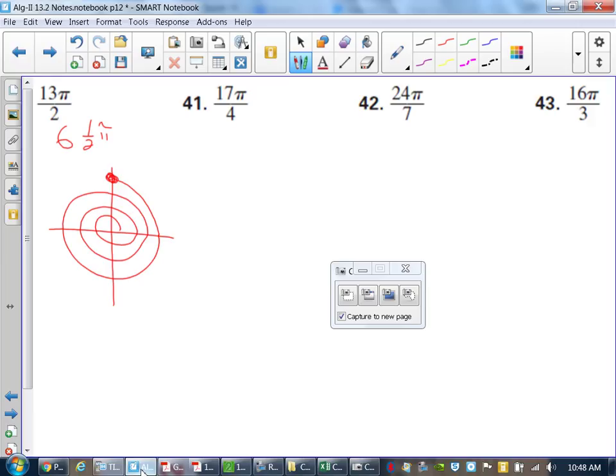Now, anytime you land on an axis, the angle is what we call a quadrantal angle. We'll talk more about that next week. Quadrantal angles are your 0, pi over 2, pi, and 3 pi over 2, your 90s. Those are what you call your quadrantals. Now, they have special rules and special things that happen to them, and we'll discuss all that fun.